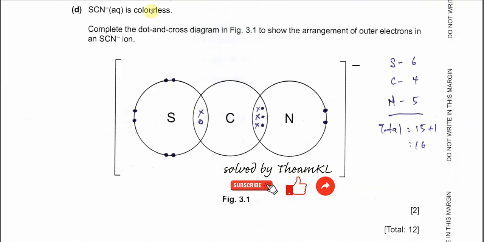Part D. SCN negative is colorless. Complete the dot cross diagram for this in figure 3.1. First you need to figure out the total electrons that you need to put into the diagram. Sulfur contributes 6, carbon contributes 4, nitrogen contributes 5. All of these you can get from the valence electrons. Do not forget to add 1 here because of the negative charge. So the total electrons that you need to put into figure 3.1 is 16.